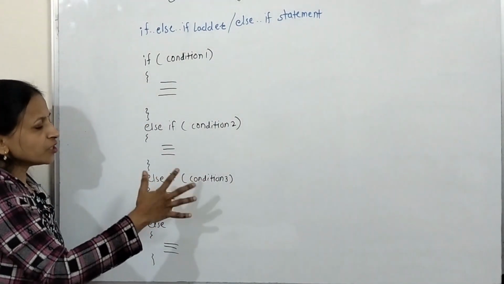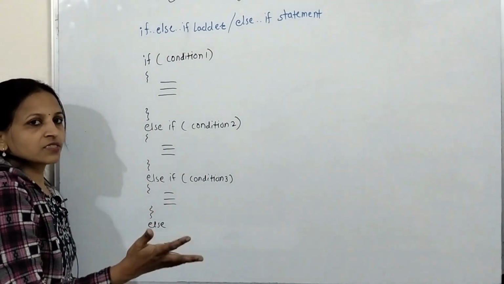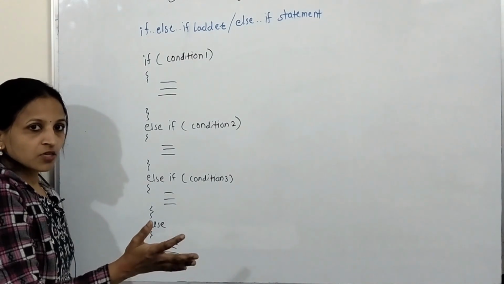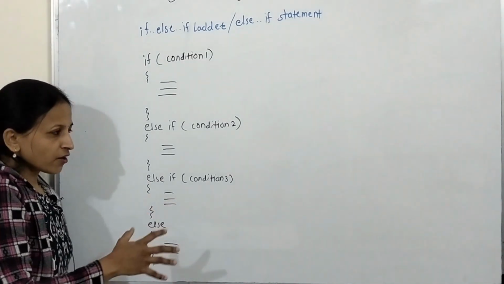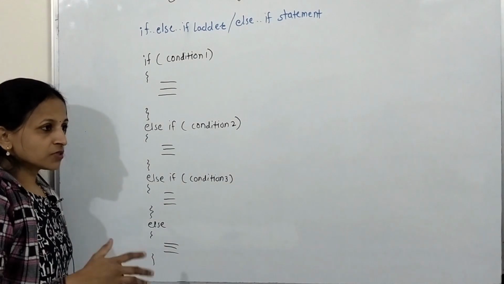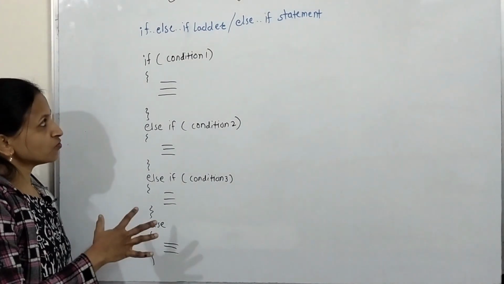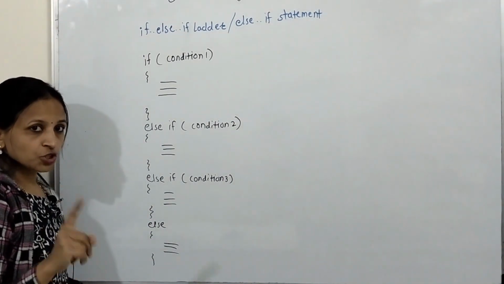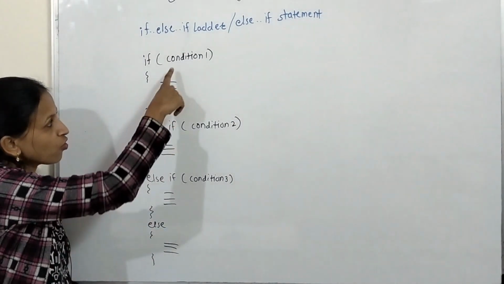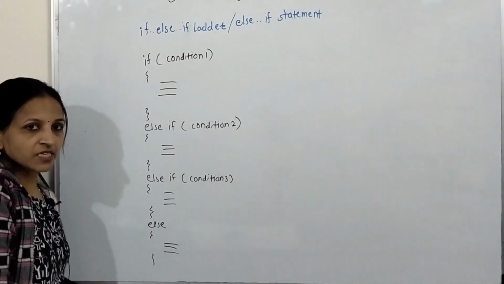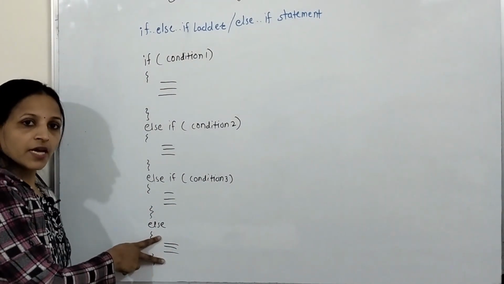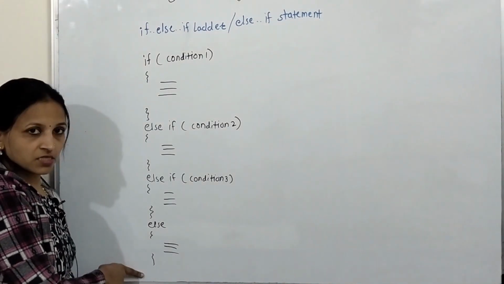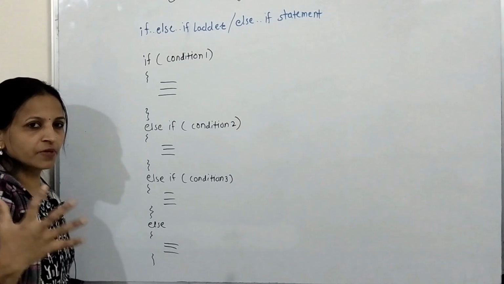We can put any number of else if blocks, meaning if you want to check for multiple conditions and multiple results are there, then we can use this if else if construct. We can place any number of else if, but it should end with one else. Meaning if all these conditions are false, then what should be done, that we have to place inside this else block, and this is mandatory, this should be at last.